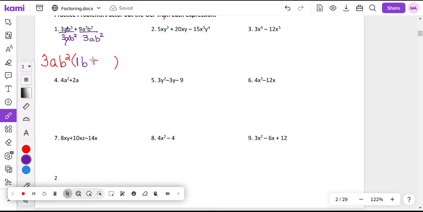9 divided by 3 is 3. Notice I already have my addition sign there. I like to do that so I don't lose it. A squared divided by A is just A, subtracting those exponents. And B squared divided by B squared cancels out, reduces to 1.